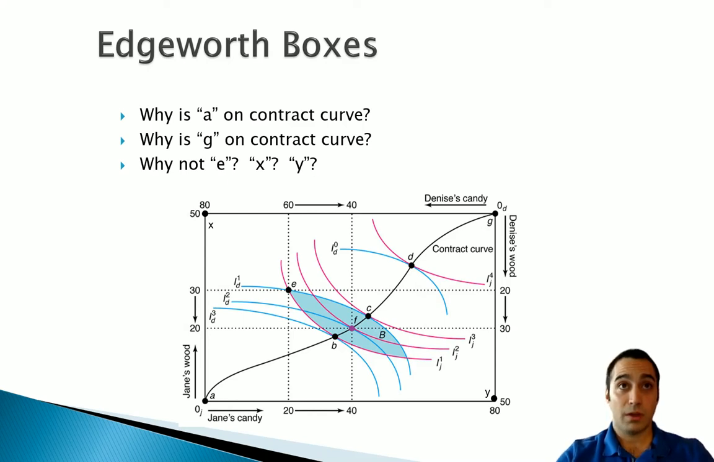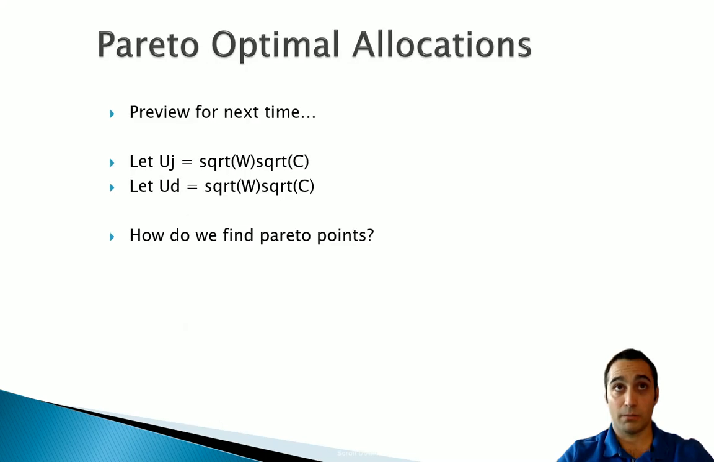Next, why are points like E and points like X and points like Y, why are those not on the contract curve? Why are they not along this curve through the middle? Again, at all of these points, there are other points that make at least one of the two girls better off without harming the other.